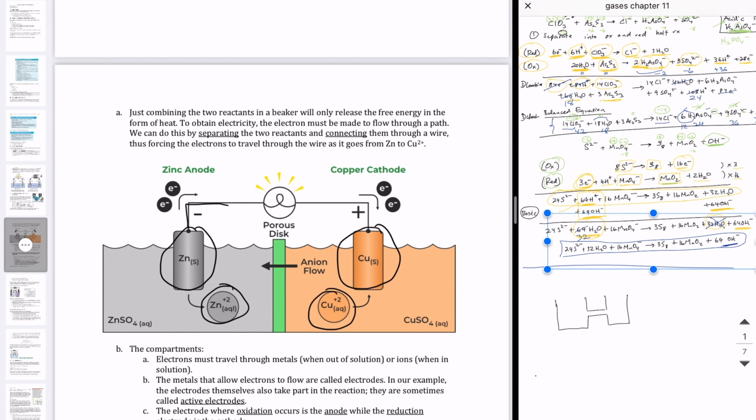So by allowing that electron to go through this path, which is our wire, and if we put a light bulb in the middle, then that movement of the electron will actually generate enough kinetic energy to light up that light bulb. Okay.